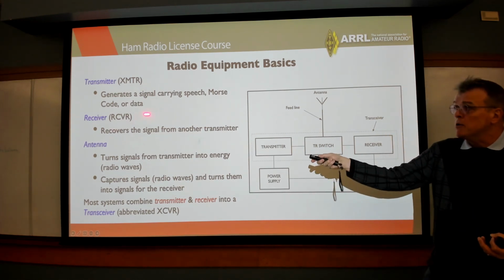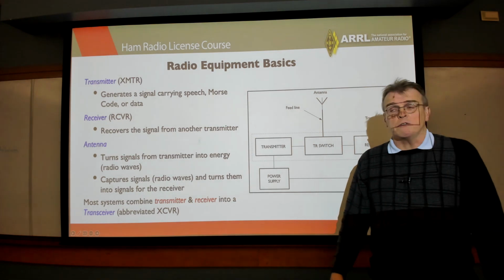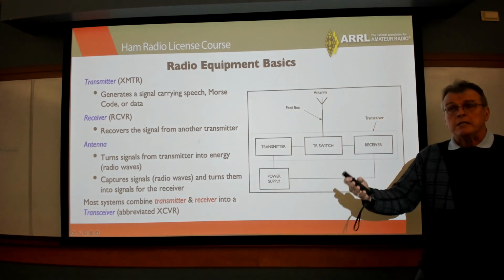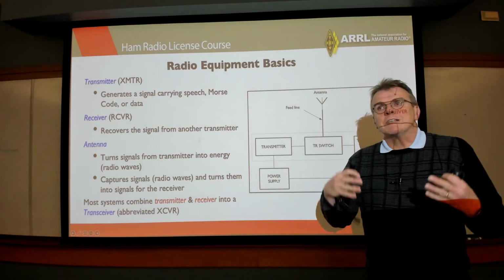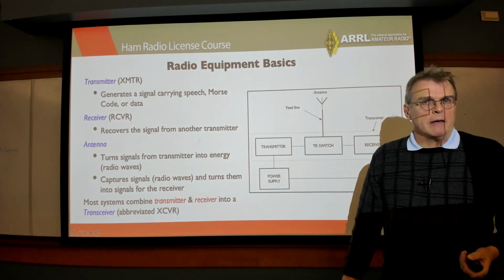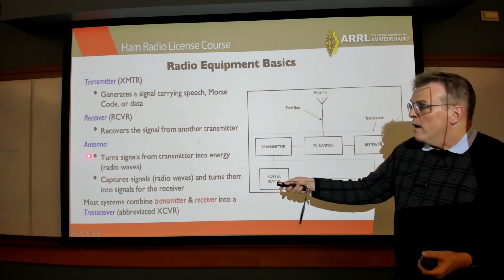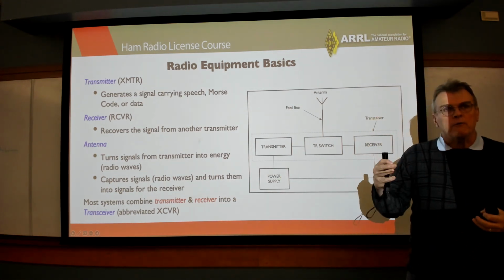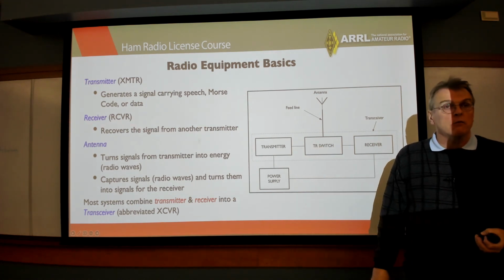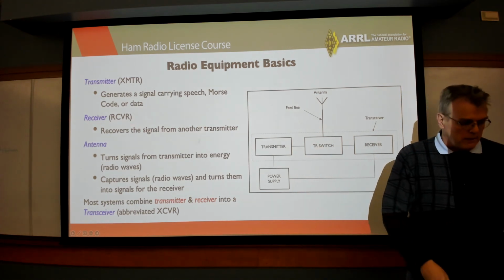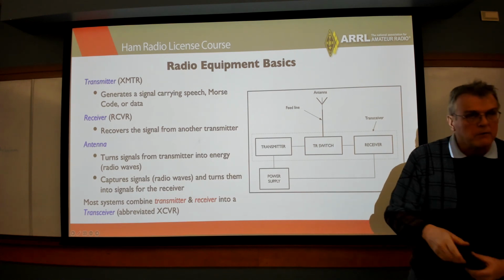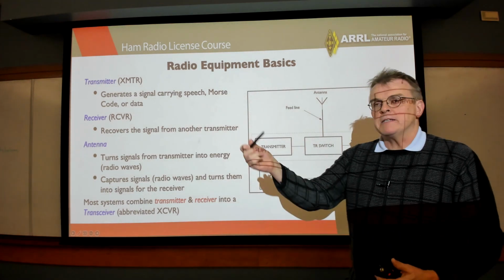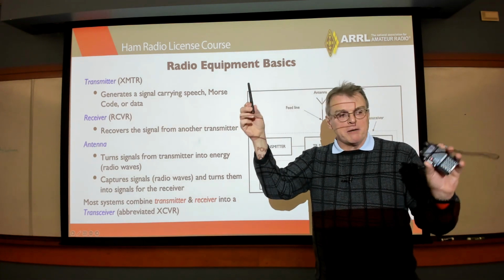We've all been using receivers our entire lives. You think about listening to the radio, AM or FM radio, or watching TV. All of that, you're receiving a signal that's being sent to you from somebody else. So the last part is the antenna. The antenna can be separate from the transmitter and receiver, or it can be integral. In this particular case, when I look at this little thing here, that's my antenna.